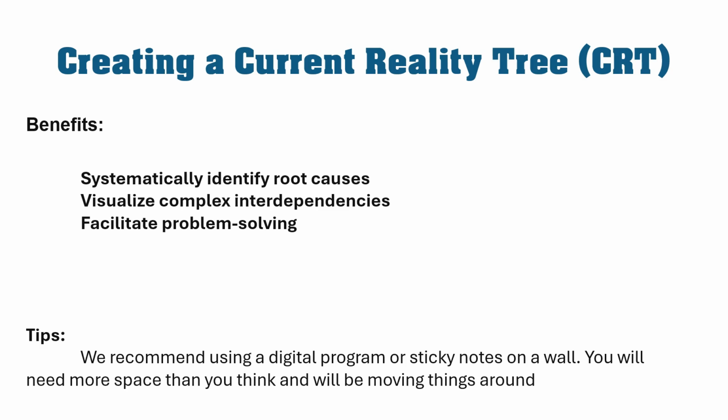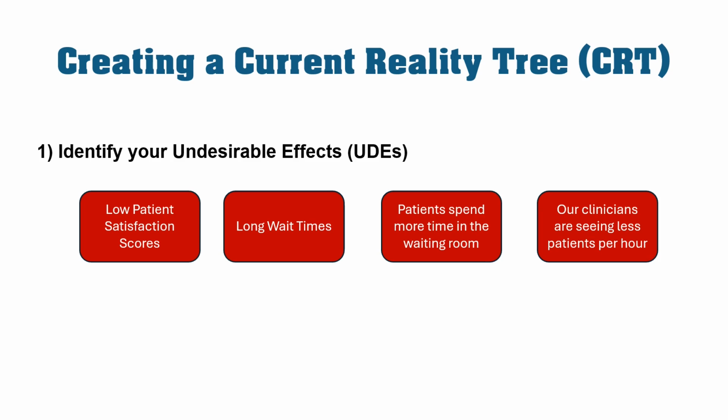So starting with the current reality tree, you need to identify what your undesirable effects are. These can be anything. I chose 4 that are close to medicine, just to demonstrate. So we chose low patient satisfaction scores, long patient wait times, patients are spending more time in the waiting room, and our clinicians are seeing less patients per hour.